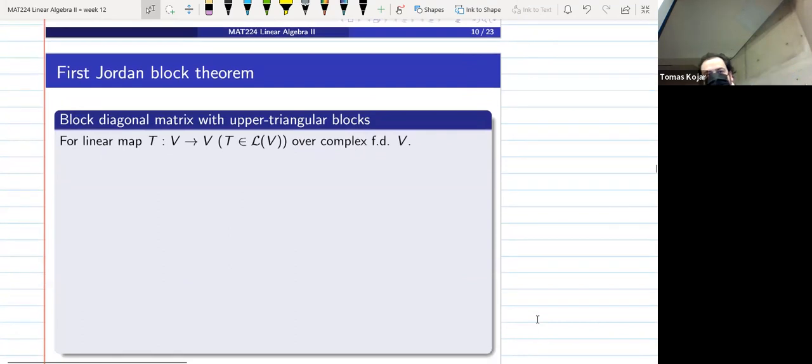All right. So now I'm going to prove a Jordan block theorem that it's only temporary, but it's a good exercise for the real one.